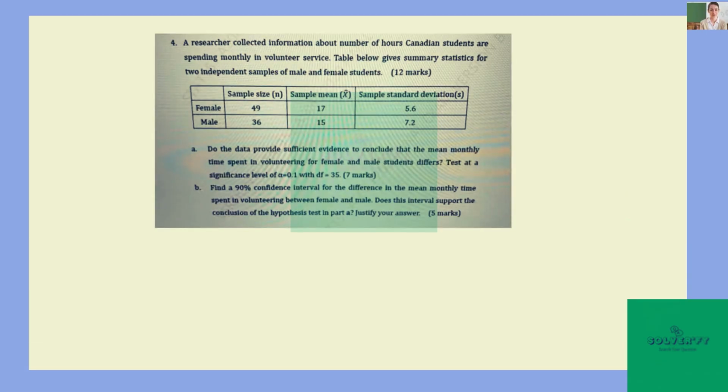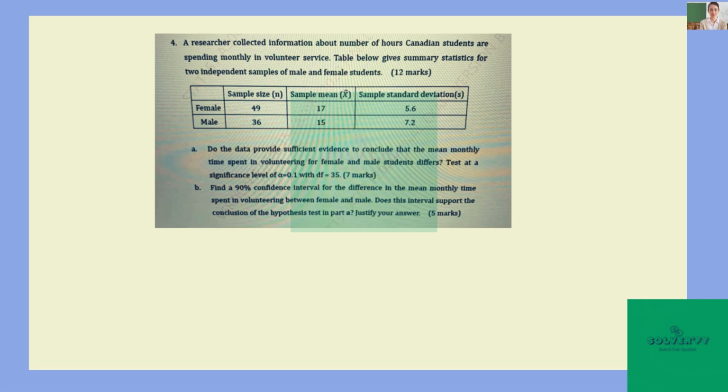Okay, so I see that you need help with this question, and it wants you to first do the data provide sufficient evidence to conclude that the mean monthly time spent in volunteering for female and male student differ. Test the significance level of 0.1 with a degree of freedom of 35.